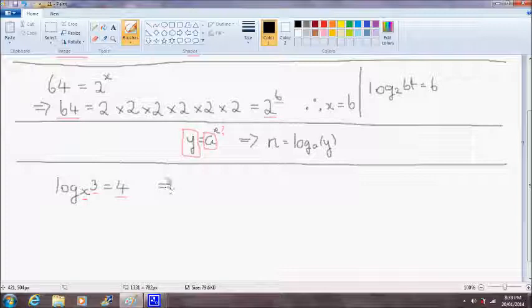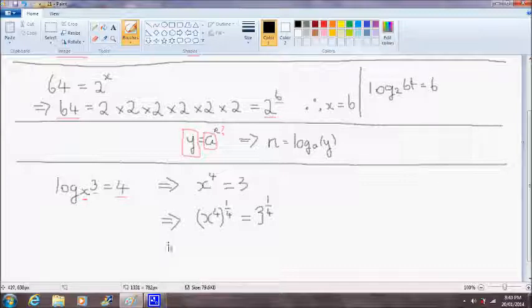So that implies then that x to the 4th is equal to 3. And to get x by itself, I'm going to raise the expression x to the 4th to the 1/4 power. And what I do to one side of the equation I have to do to the other, so that means that that's equal to 3 to the 1/4 power as well.